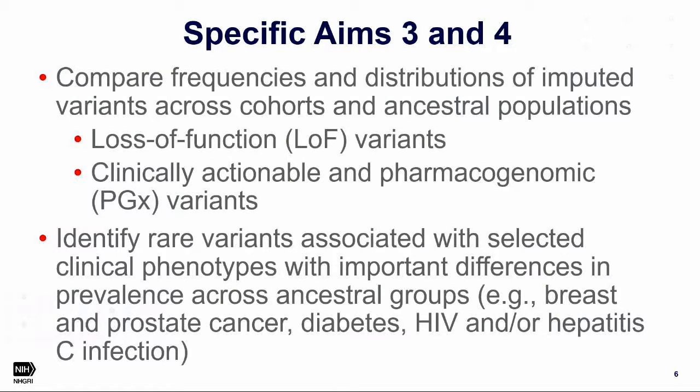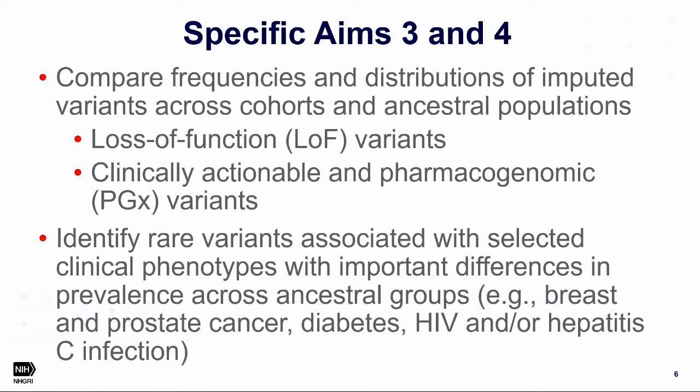The third specific aim is to compare the frequency and the distribution of genetic variants among cohorts and the different ancestral populations. Since we are starting with a pilot study, we focus on the loss of function variants, clinically actionable variants, and the pharmacogenomic variants.